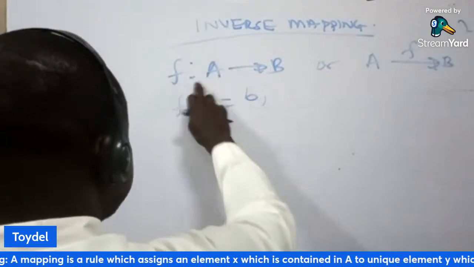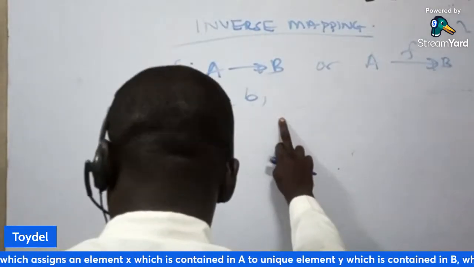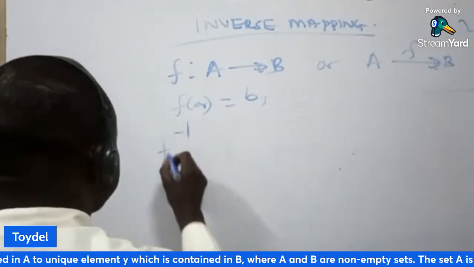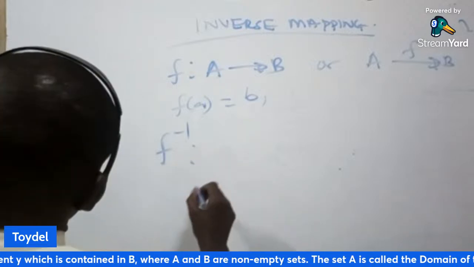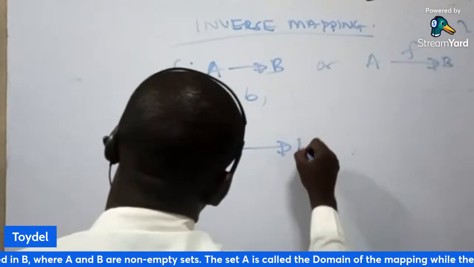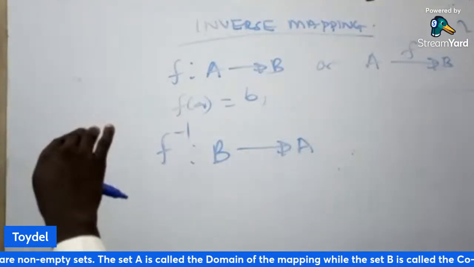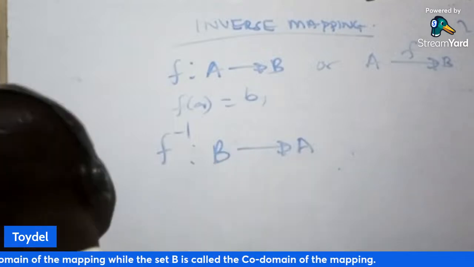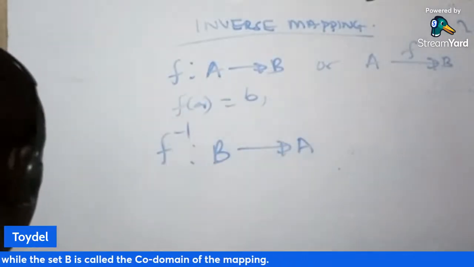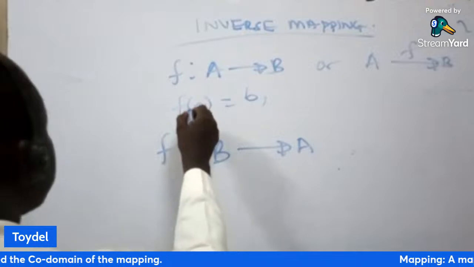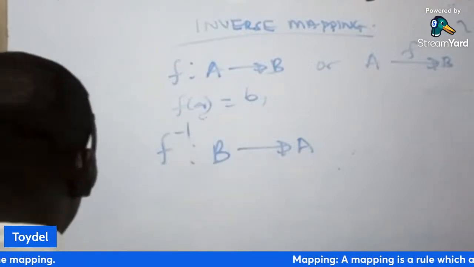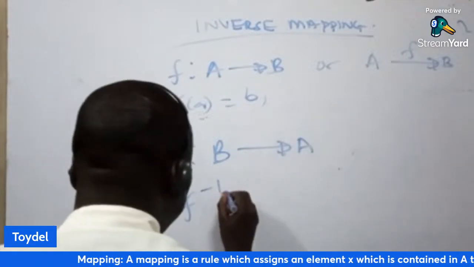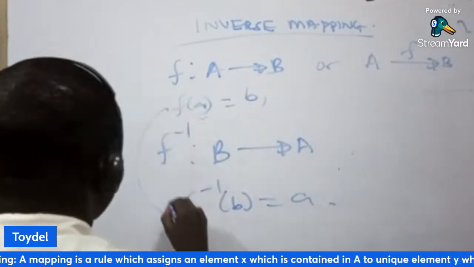If f takes element from A to B, automatically we are going to get this. This is what you know. Then, if you now denote the inverse of f as f inverse, the reverse will be the case. f inverse will now be B to A, while f is A to B. If you now want to take the inverse of this, automatically it's going to take elements from B back to A. The reverse will be the case. We understand? Then what will now happen here? If f of a is equal to b, then we now know that f inverse of b must give us a, and vice versa.